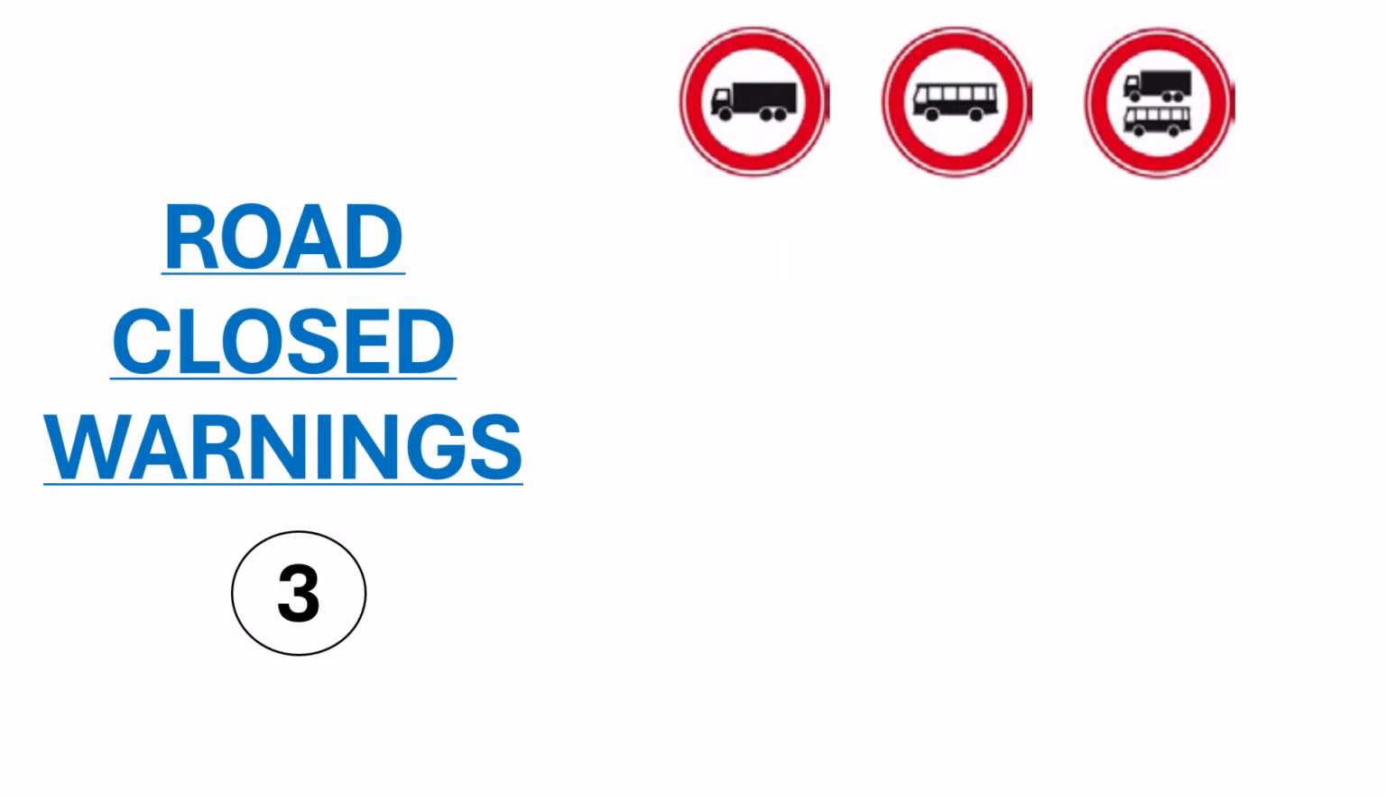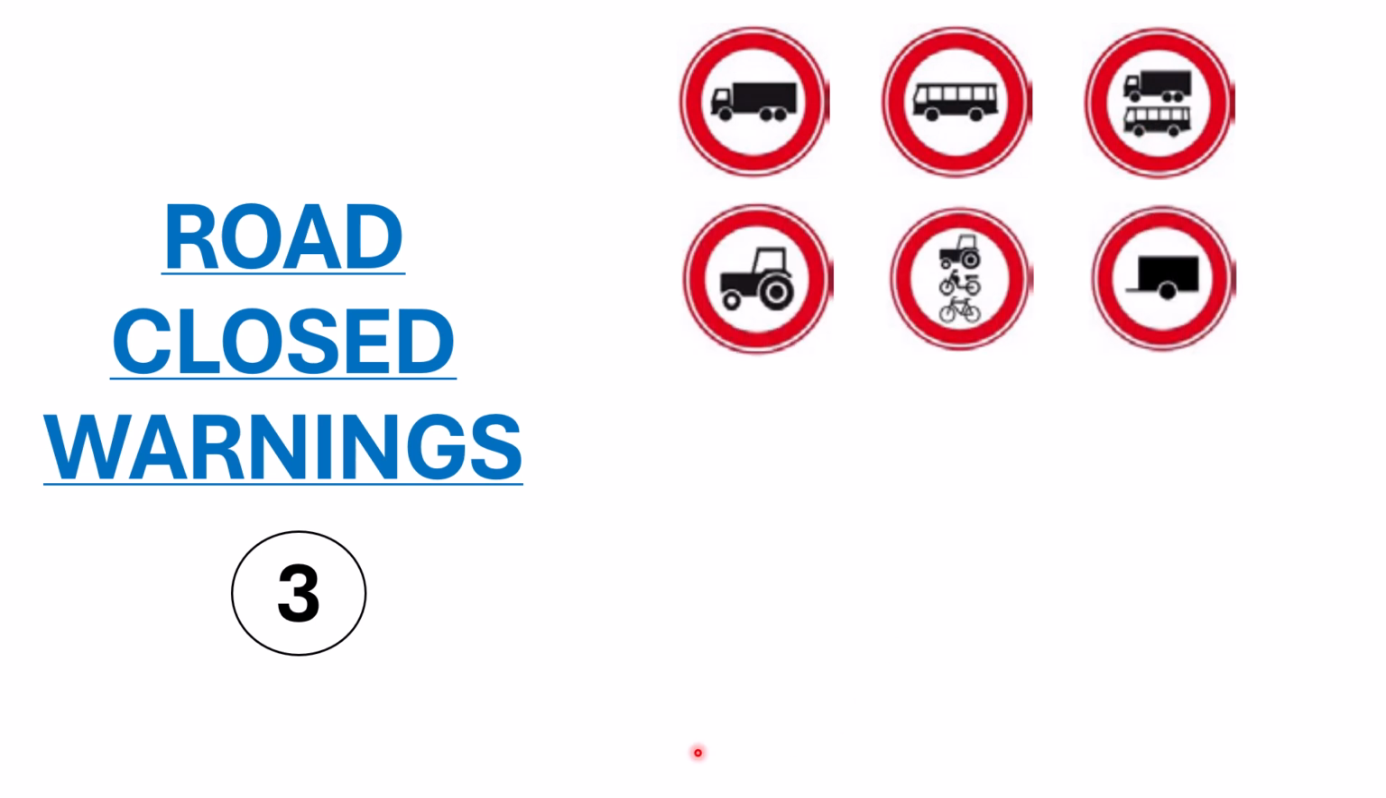Now see, these 3 signboards are all road closure signboards, and the pictures are representing for which vehicles these roads are closed. This is the picture of the lorry, or the vehicle that contains goods. So this road is closed for those. This road is closed for buses. And if you see these two pictures inside that signboard, it means that the road is closed for lorries, or the vehicles containing goods, and also the buses.